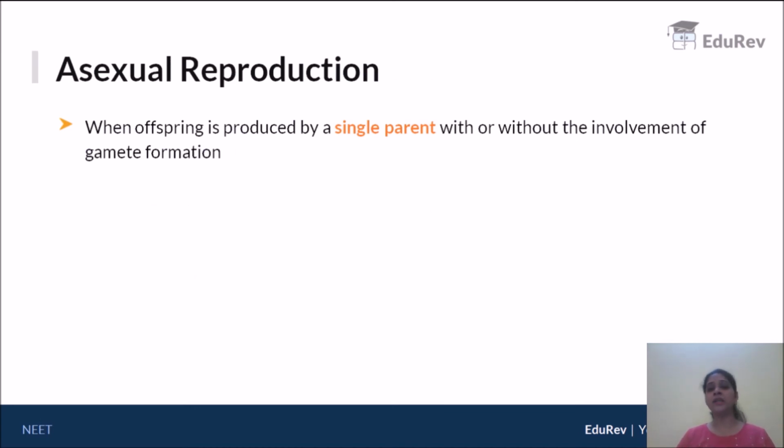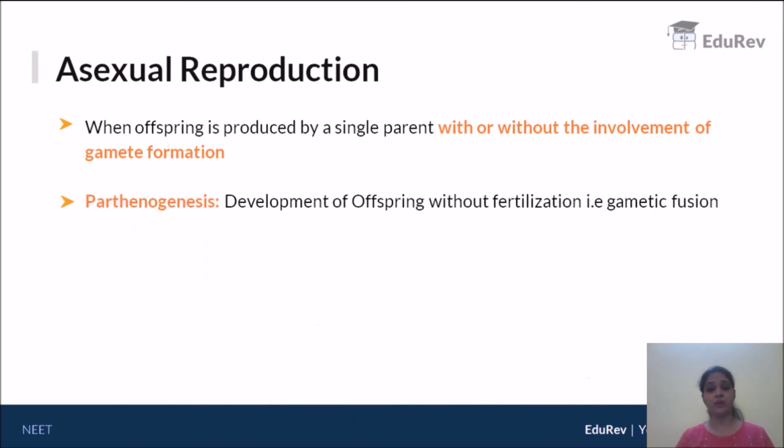Now, let's try to understand something a little bit more about asexual reproduction. If you remember, in the beginning, we spoke about asexual reproduction as formation of offspring from a single parent, but we left the second part of the definition, which stated with or without the involvement of gamete formation, which means sometimes asexual reproduction will take place with the formation of a gamete. Now, all the types of asexual reproduction that we have studied did not involve gamete formation. However, now we come across a particular type of asexual reproduction called parthenogenesis, which requires the formation of gametes. So here it is the development of offspring from the gamete.